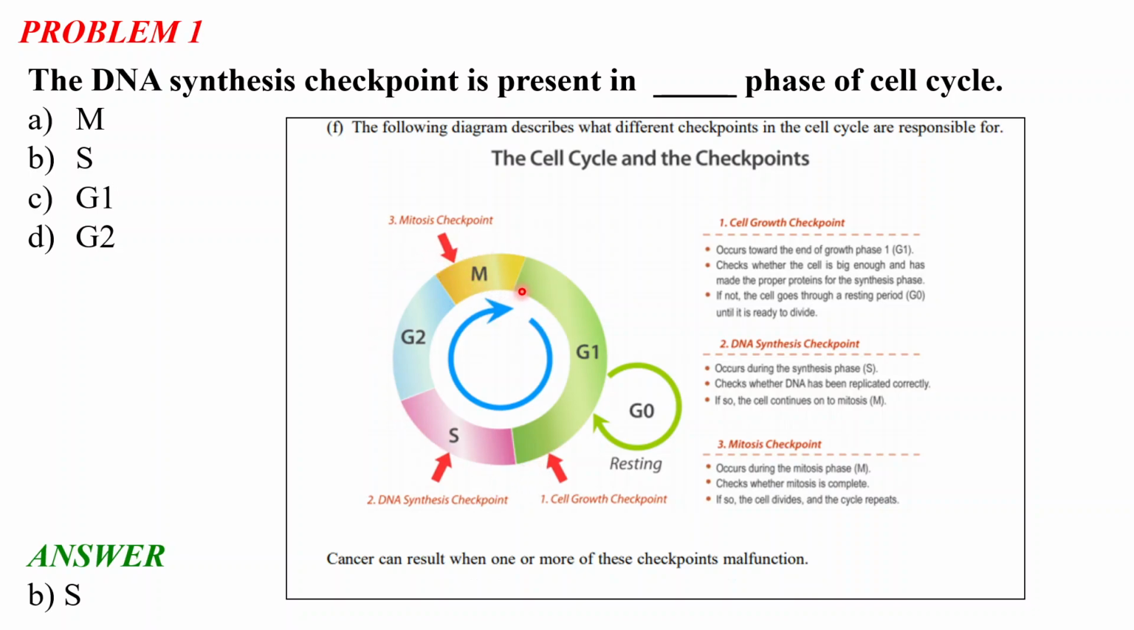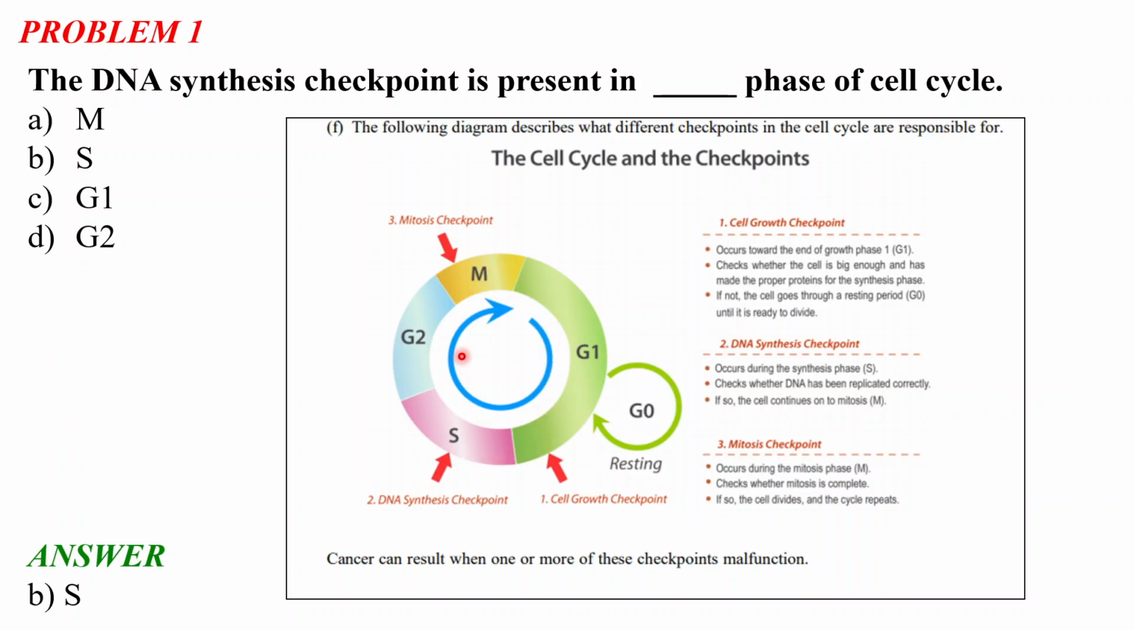Okay. Now we all know, what is cancer? Cancer is something which is called the abnormal growth of the cells. And why does cancer happen? Basically, cancer can result when one or more of these checkpoints malfunction. It can sometimes happen that the cell is not ready for synthesis, but it goes from the G1 phase to the S phase without going to the G0 phase. So by this mechanism cancer can happen, and there are various reasons for which cancers can happen.